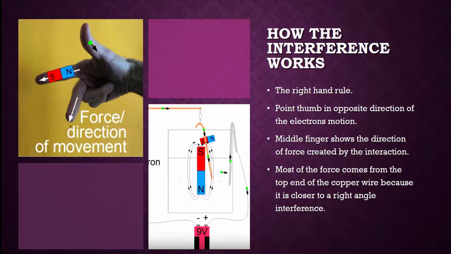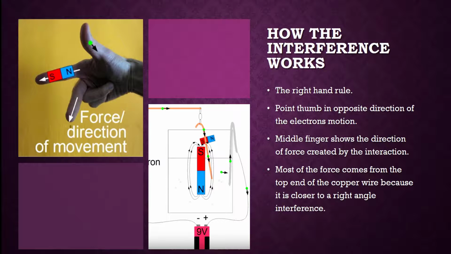Also, mine in retrospect could have had a bit more of a bend away from the magnet. It was more vertical, right up and down next to the magnet than it should have been. And this leads into the point of how most of the force comes from the top end of the copper wire, because it is closer to a right angle interference, which would have the most force propelling the wire around, where mine was not exactly at the correct angle for that. Anyways, it still worked.